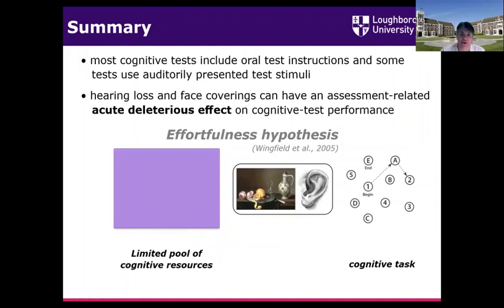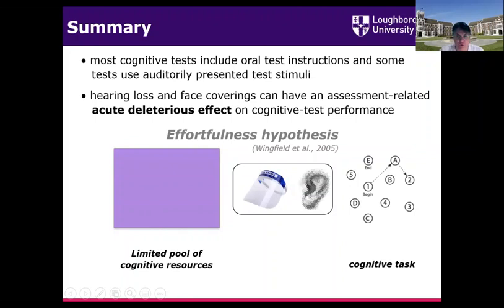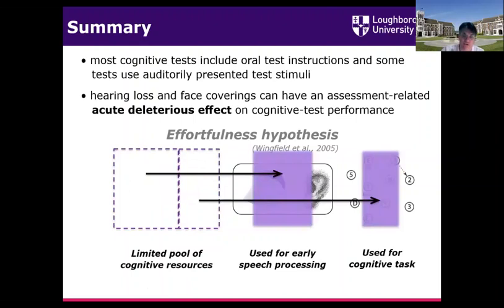So under optimal conditions, when we do a cognitive task and we receive verbal instructions and listen to auditory test stimuli, when everything is quiet and our auditory system is normal, all the cognitive resources can be allocated to the cognitive task. And this is sufficient to do this particular task well. While in suboptimal conditions, that is in the presence of background noise, for example, or when the test person has a hearing loss or the test administrator wears a face shield, the early stages of speech processing require additional effort, and this will reduce the amount of remaining cognitive resources available for the completion of the cognitive task itself. And therefore, we observe lower cognitive performance in this case.